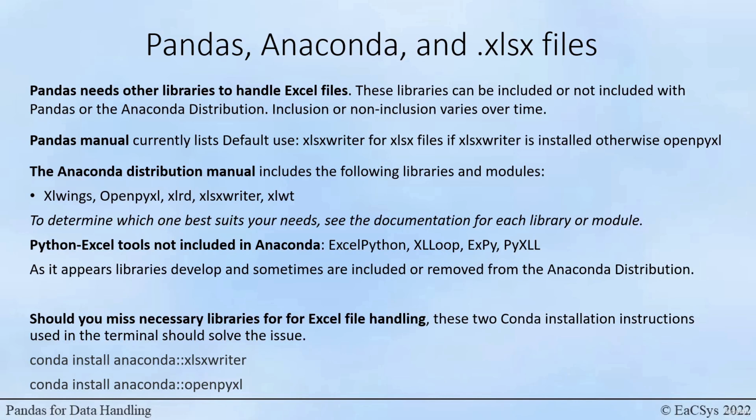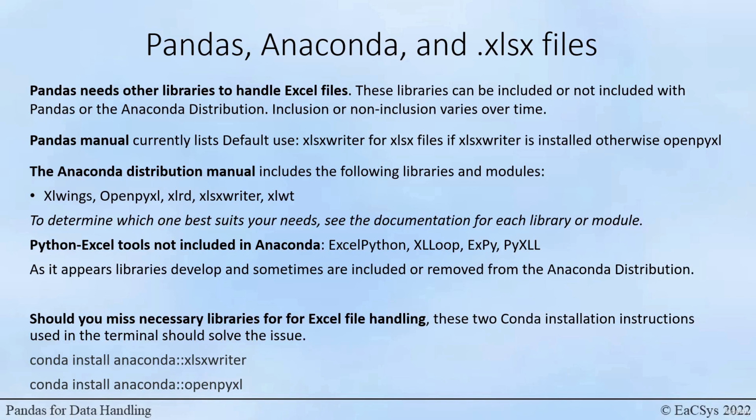The Anaconda distribution, on the other hand, states that Anaconda includes Excel engines, followed with the information to export data from a Python object into Excel or import the contents of an Excel spreadsheet, to perform calculations or visualizations in Python. Anaconda includes the following libraries and modules, and that is OpenPyXL, Excel Reader, Excel Writer, and Excel Write. And to determine which one of these best suits your needs, you are recommended to see the documentation for each library and module.